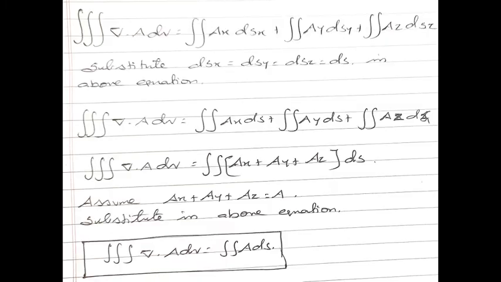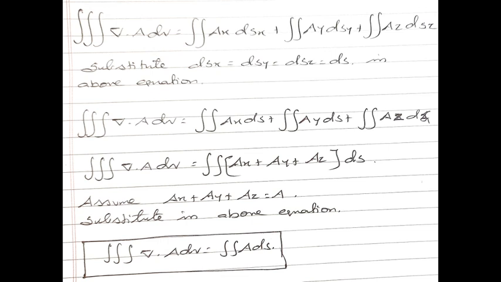If you are substituting, you will get the answer: double integral of ax dsx plus double integral of ay dsy plus double integral of az dsz. In this we have to substitute dsx, dsy and dsz as ds in the above equation. Then we get the double integral of ax ds plus the double integral of ay ds plus the double integral of az ds.